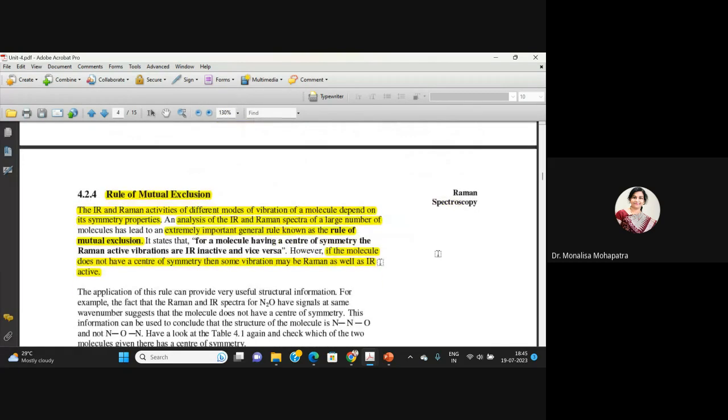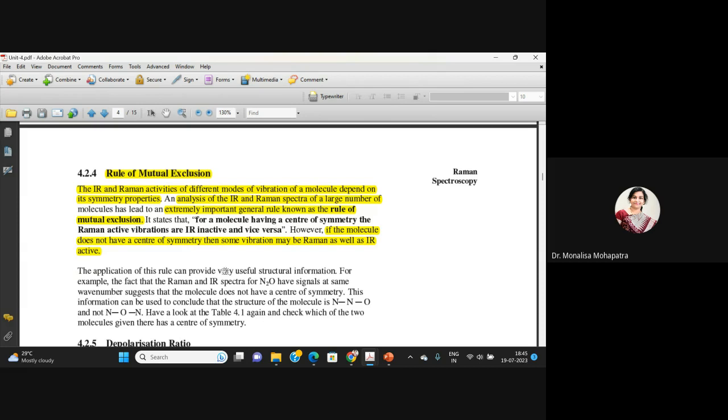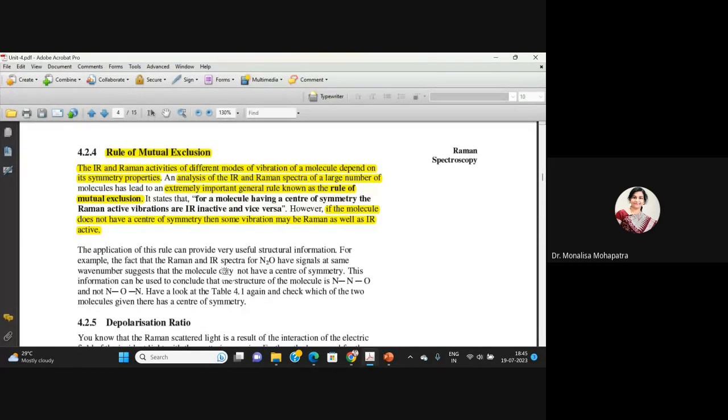But for molecules which don't have a center of symmetry, some vibrations may be Raman as well as IR active. So they may not have a center of symmetry. Today you must read what a center of symmetry is. In group theory, in symmetry classes, one inversion center i will also be there if you have a center of symmetry. So you must go through that part.